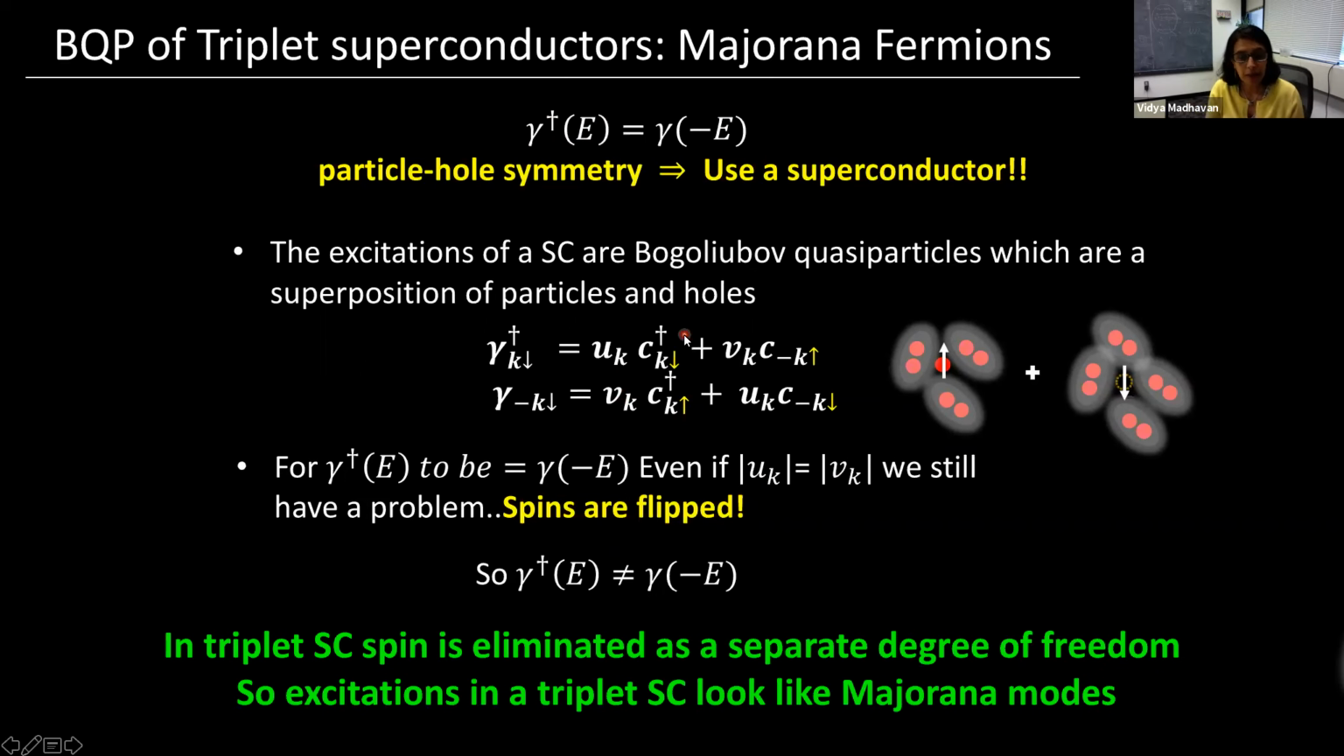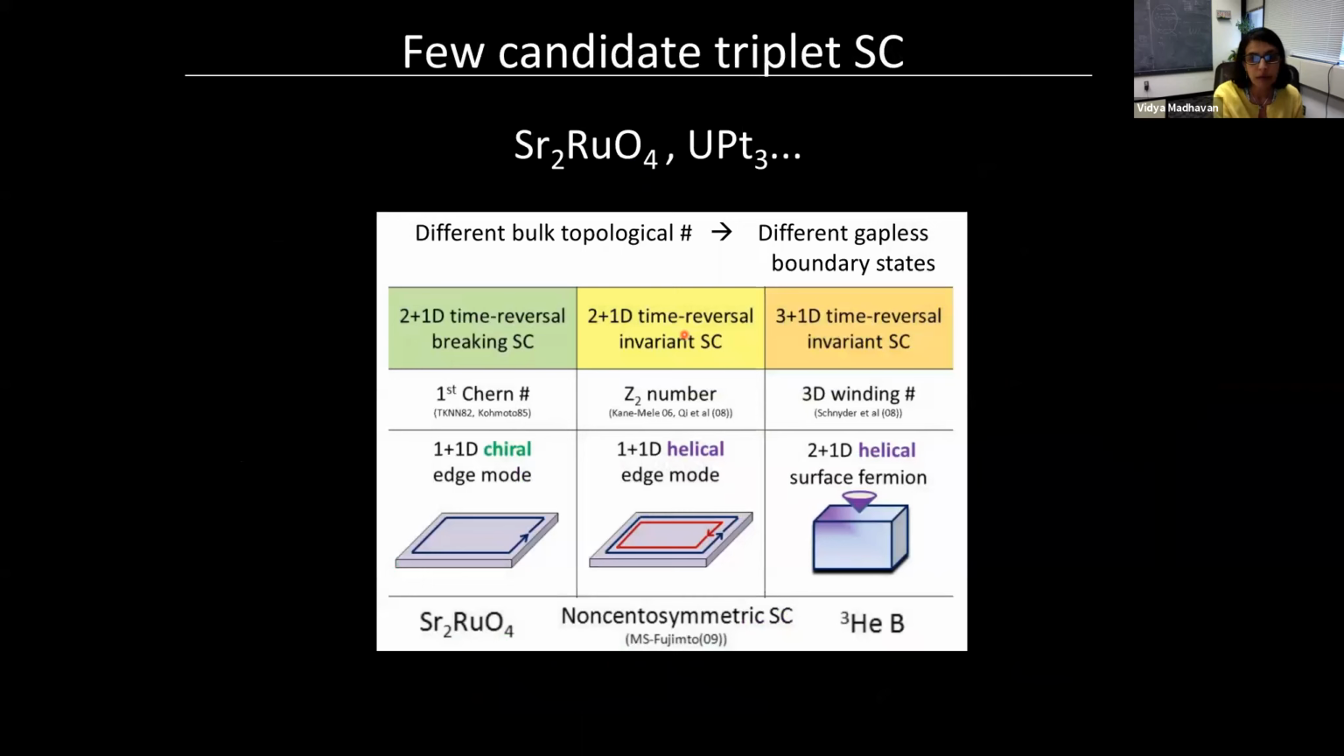However, in a triplet superconductor, spin is eliminated as a separate degree of freedom. And so you can naturally see that triplet superconductors might be natural platforms to realize Majorana edge modes. So in any case, triplet superconductors could be topologically non-trivial. It all depends on details, but some of them could be topologically non-trivial. And if they are topologically non-trivial, then you expect to see either chiral or helical propagating Majorana modes at the edges of these samples.